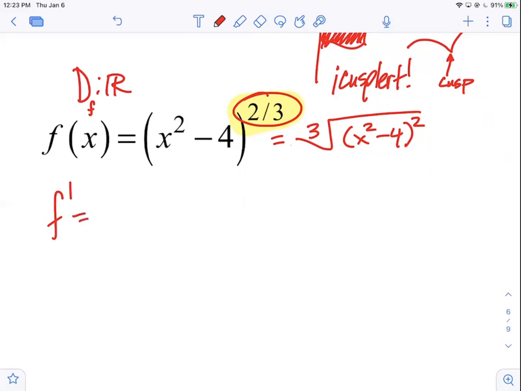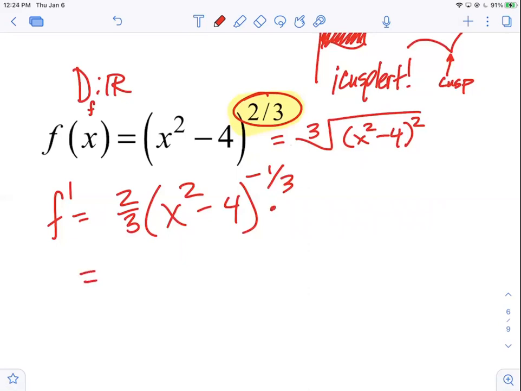So f prime equals chain rule, right? 2/3 blob to the -1/3. We're done with the derivative, but now we got to clean it up. Because we're using it now, we got to clean it up. Times 2x.